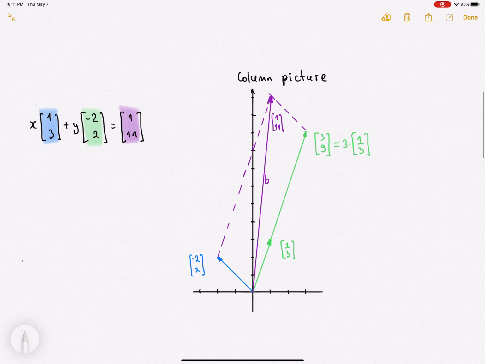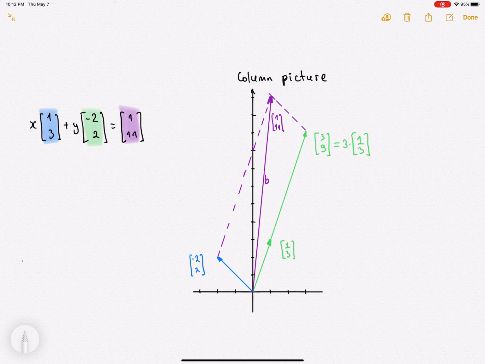What is new here in this picture is that now our x and y no longer represent a point where two lines meet, but rather they ask the following question: how much of the vector 1, 3 should I take, and how much of the vector negative 2, 2 should I take, so that when I combine them together, I get a new vector with components 1, 11? What kind of linear combination of the vector 1, 3 and the vector negative 2, 2 do I need to take to produce this new vector b?